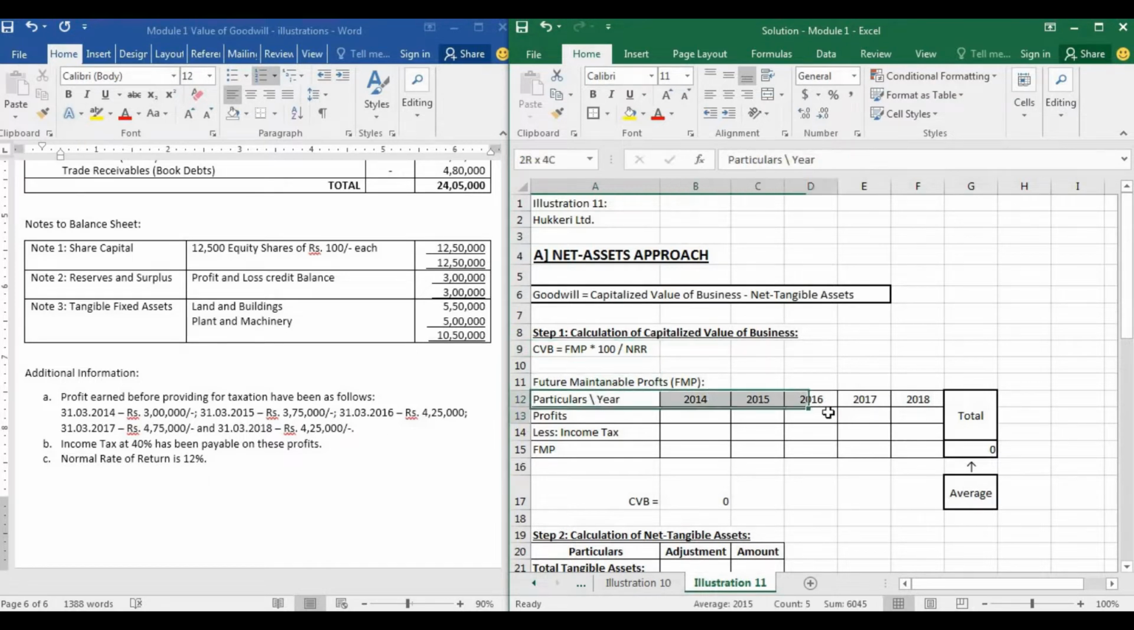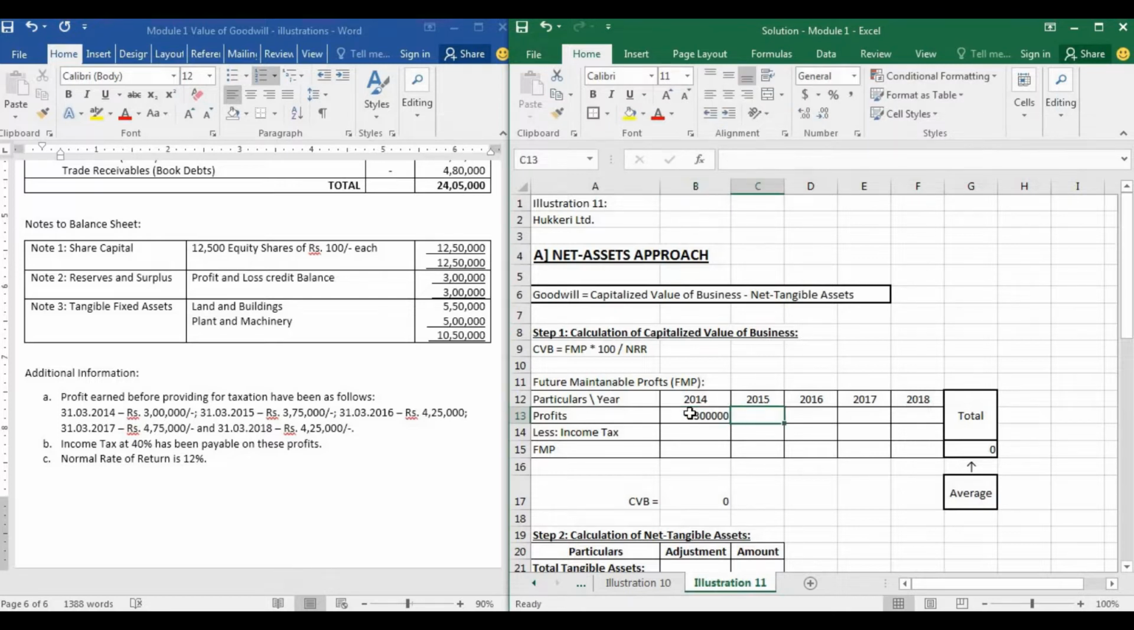I've already drawn the table here for your reference, which was discussed in the previous problem as well, how to use this table. I had given you one more method, which is easier, but I prefer this because here you can incorporate any adjustment that is given in the problem. But for the other method, there are limitations. You can only use that method when you have such adjustments which are applicable to all the years. All right. So let us find out the future maintainable profit by taking the profits of each year.